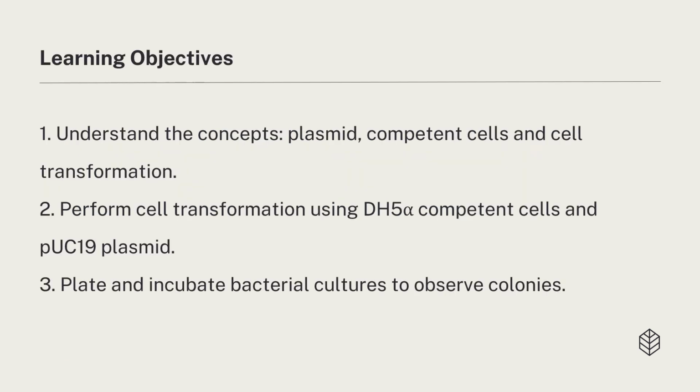For learning objectives, the primary goals of this lab were: the first is to understand the key concepts such as plasmid, competent cells, and cell transformation. The second is to perform a bacterial transformation using DH5 alpha competent cells and pUC19 plasmid. The third is to plate and incubate bacterial cultures and observe the resulting colonies to analyze whether the transformation is a success or not.